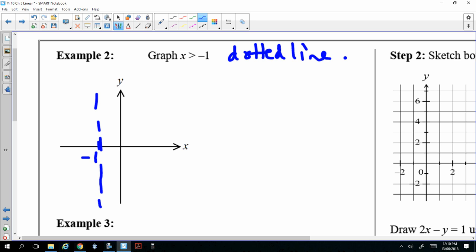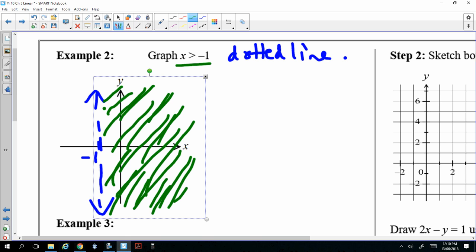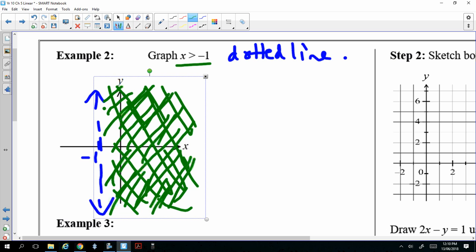Now, which part do you shade? It says bigger than, so you go like this. It doesn't have to be fully shaded, you can just go like this. Of course, if you have a highlighter, then everything gets shaded. So you can use a highlighter. Let's use green.